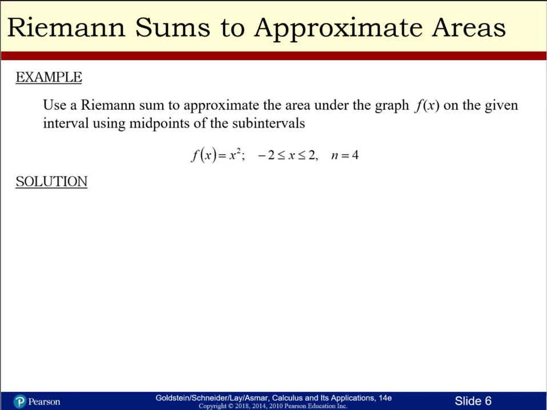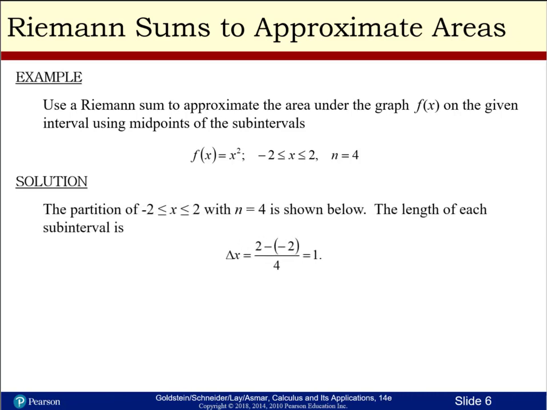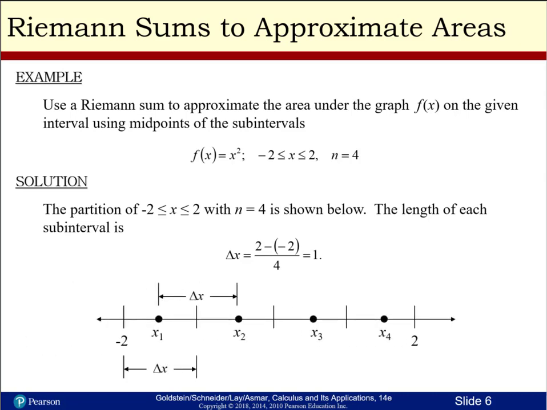So we need to get our intervals, and then we're going to break it into midpoints for f of x equals x squared from -2 to 2, where n is 4. So the partition of -2 to 2 with n equal to 4 is going to be this little graph here. We're going to break it up into 4 sections, and we want to know the midpoint of each section. So the length of each subinterval is 1. That's very convenient.